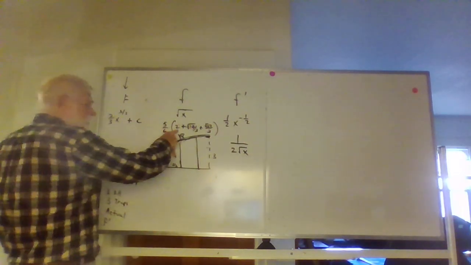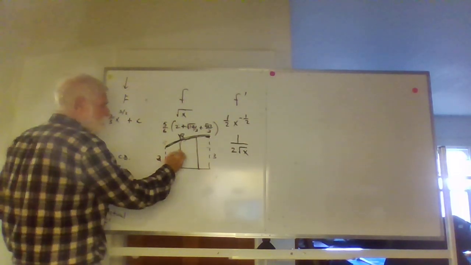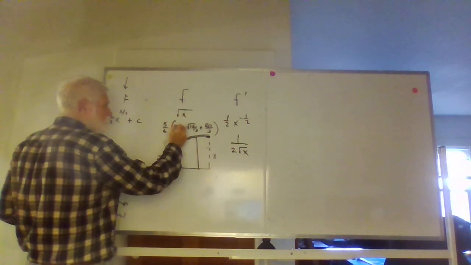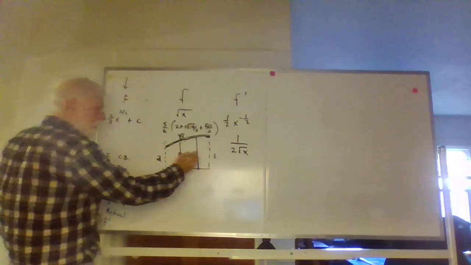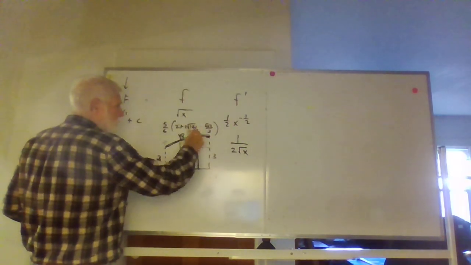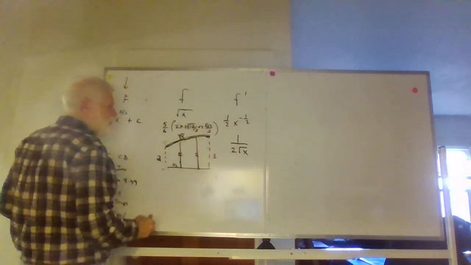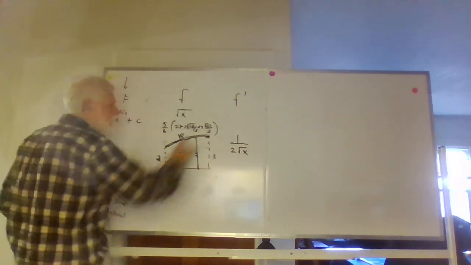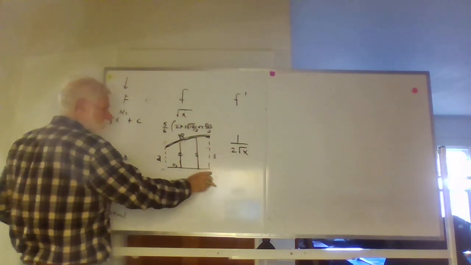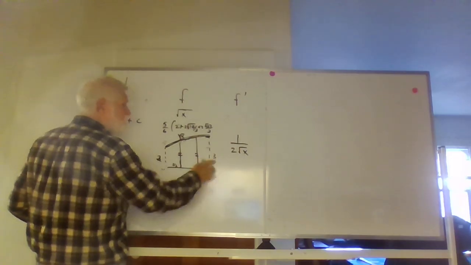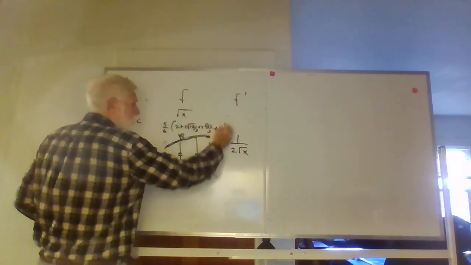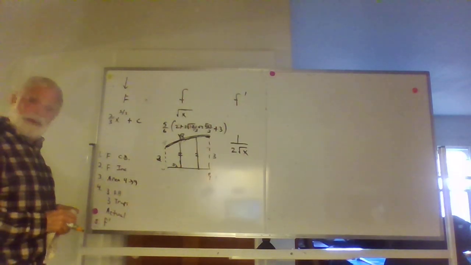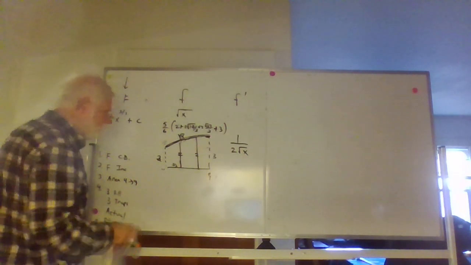I need the first altitude, which is 2, but this gets used twice for the trapezoid on the left and the right, so I got to put a 2 in front of that. And this one gets used twice, so I got to put a 2 in front of that. And the last altitude gets used. And the last altitude is the square root of 9, which is 3. And now I have a trapezoidal approximation, which is even better than the 3 left-hand rectangles.